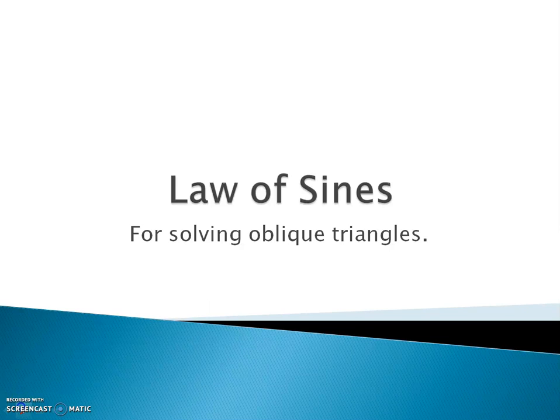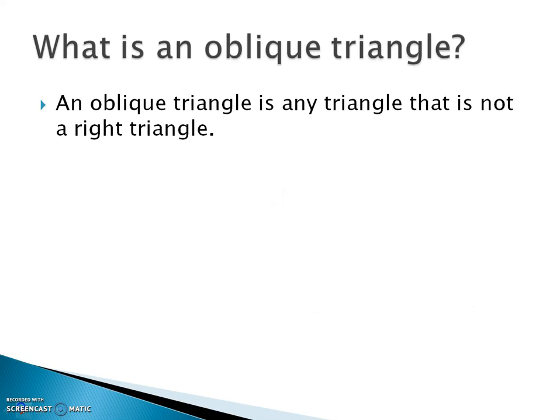In this lesson, we are going to derive the law of sines and use it to complete an oblique triangle. Remember from our lesson on right triangle trigonometry that to complete a triangle means to find all of the missing angle measures and the lengths of all of the missing sides. What is an oblique triangle? An oblique triangle is any triangle that is not a right triangle. We have a method for completing a right triangle, but how do we complete an oblique triangle?